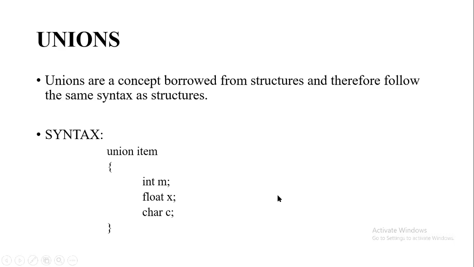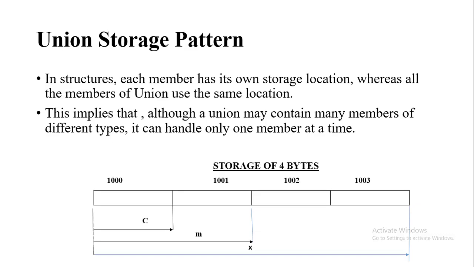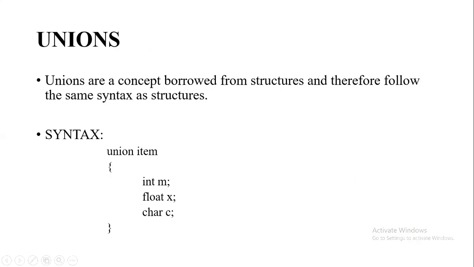So how does it differ from structure? In structure, each of the members has a separate memory location. Now you observe this. If we had the same thing stored as a structure, int m, float x, char c, how many bytes for integer? It may be 2 or 4 bytes depending on the compiler. Let us assume it is 4 bytes. Nowadays usually 4 bytes. So 4 bytes for integer, 4 bytes for float, 1 byte for character. So totally for a structure, 4 plus 4 plus 1, it needs 9 bytes.